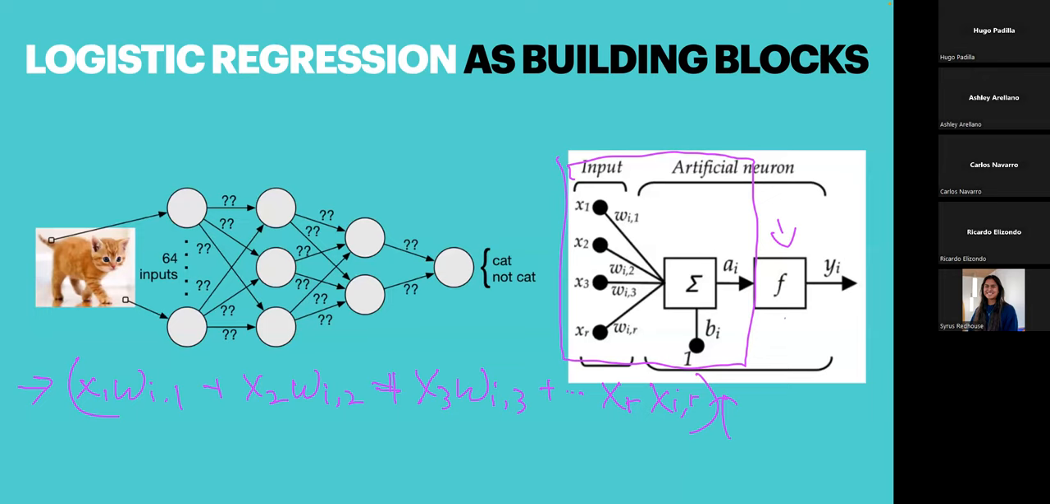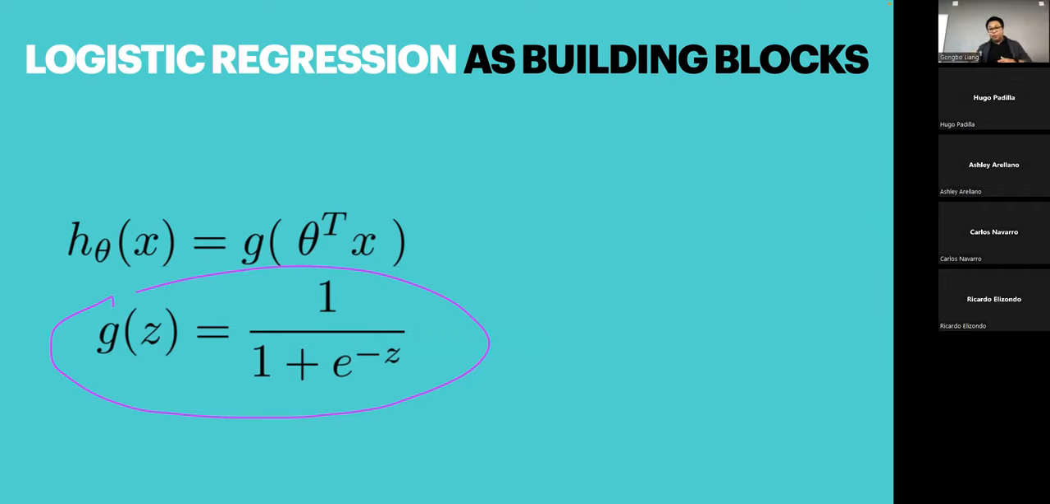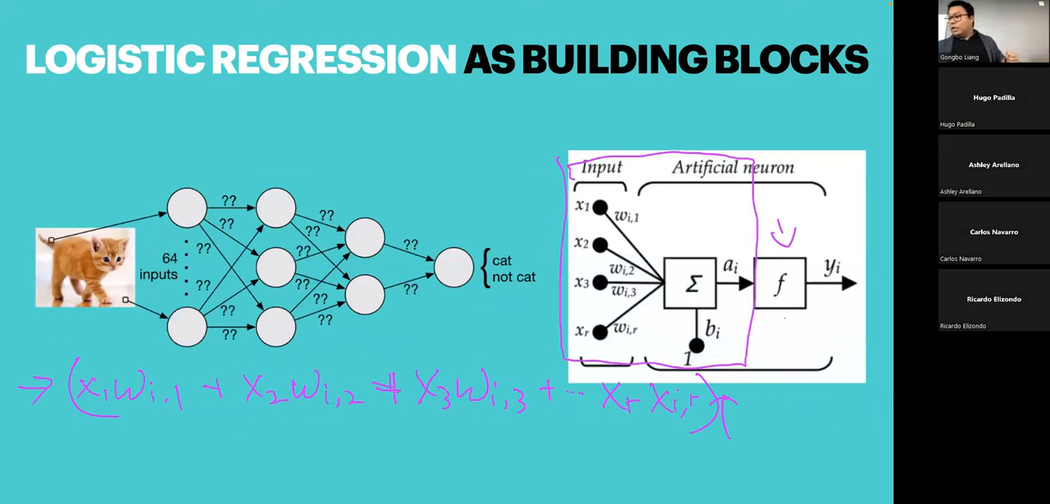It turns out logistic regression is one of the widely used nonlinear activation functions. That means we can consider each neuron as just one logistic regression model, and then we pass its output to the next layer.